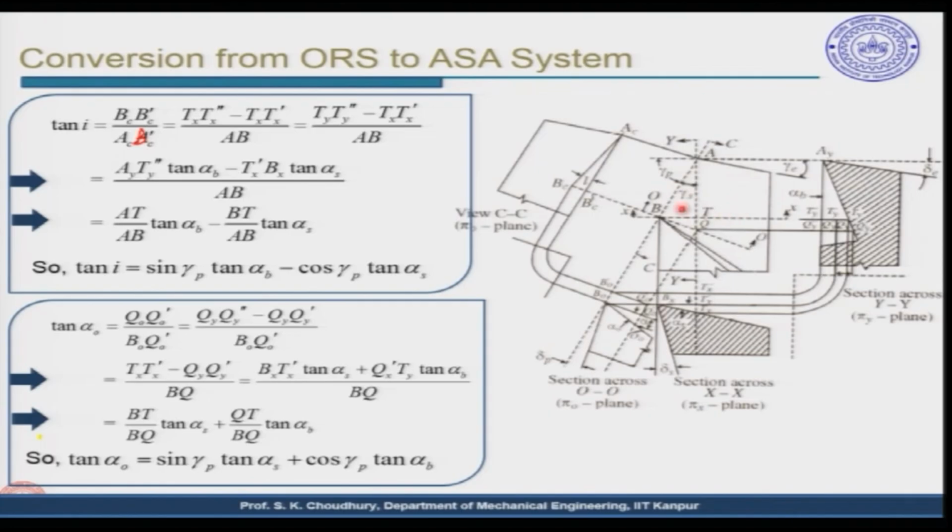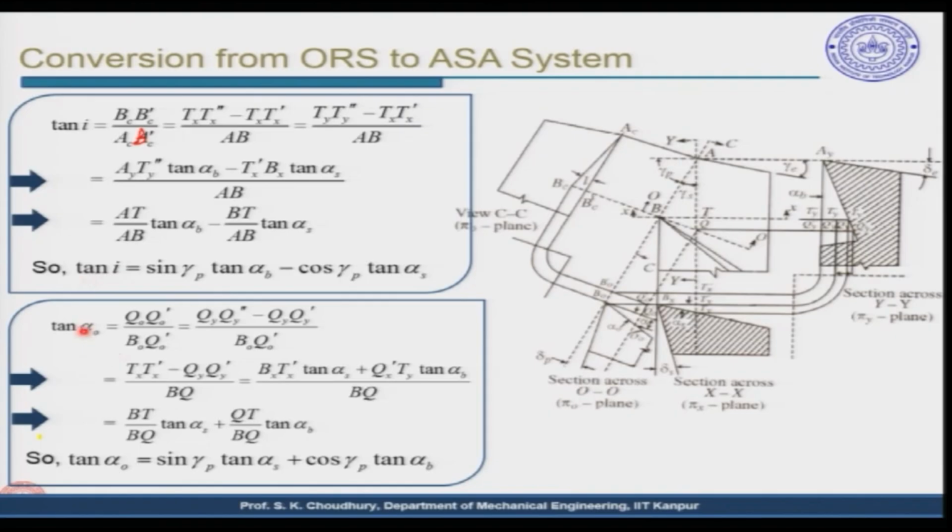This is in the base plane, and we have the tan of alpha b. This is the ASA system, and this is the ORS system. You can see that this equation, which is obtained geometrically from all these views, combines the ASA and the ORS systems, so you can correlate them like this. If you know alpha b and alpha s, then you can find out what the tool inclination angle will be, and so on.